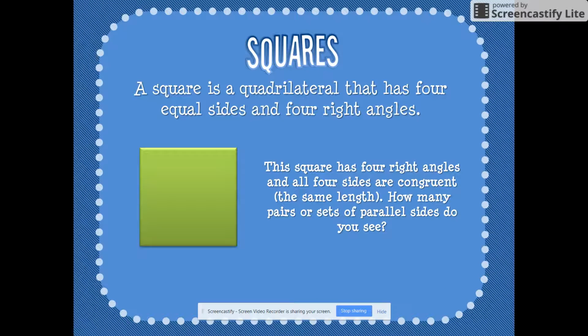A square is a quadrilateral that has four equal sides and four right angles. On a square, we know that all of the lengths of these are equal. They all must be equal to be a square. We also know that there must be right angles. Then if we're looking at the parallel sides, the top is parallel to the bottom, and the left is parallel to the right. So it has two pairs of parallel sides.